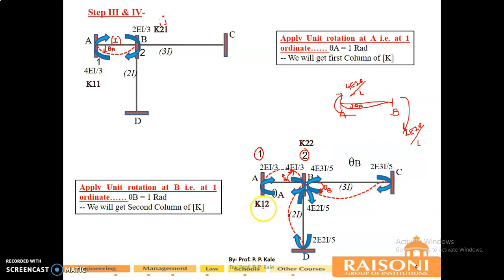In this way we will get the second column of the stiffness matrix, that is K12, the moment generated at 1 due to unit rotation applied at 2, and K22, the moment generated at 2 due to unit rotation applied at 2. Now there will be a summation of all these moments for K22, that I will explain later.